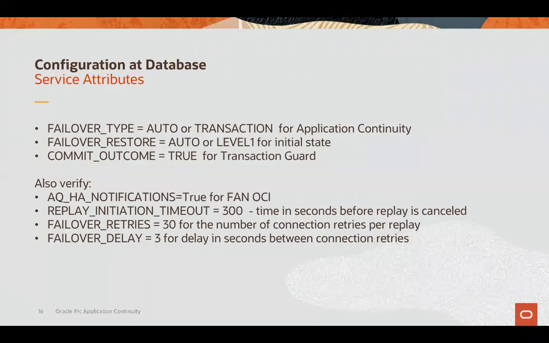For application continuity, we can use, for example, failover type transaction, these parameters. And also, we need to specify the notifications. The recommended notifications are through the Fast Application Notification, the FAN service on Oracle Cloud, Oracle Call Interface on OCI, and through the Oracle Notification Services, ONS. And then we have to specify the replay initiation timeout.